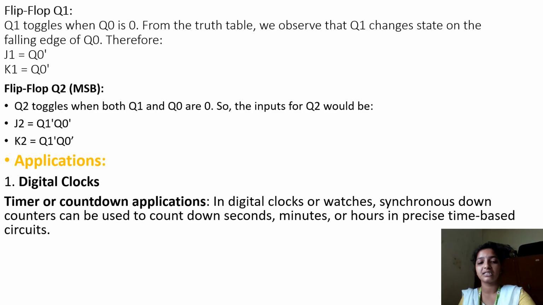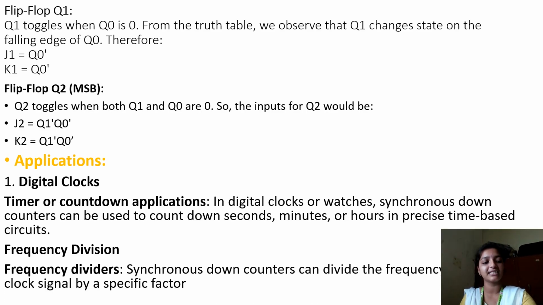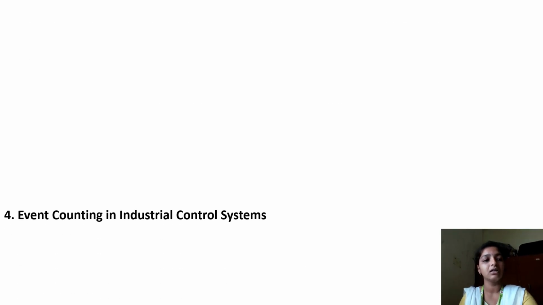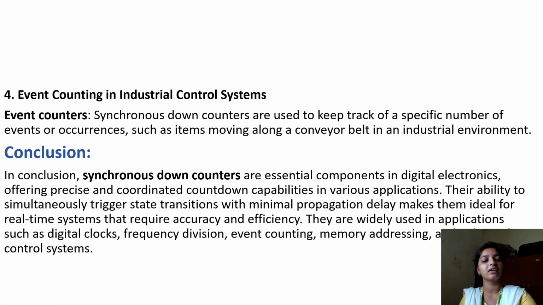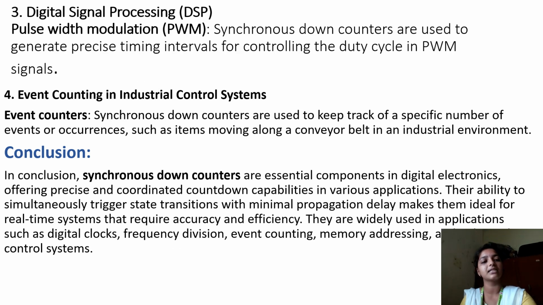In digital clocks or watches, synchronous down counters can be used to count down seconds, minutes, or hours in time-based circuits. Frequency division: synchronous down counters can divide the frequency of a clock signal by a specific factor. We can observe this in event counting in industrial control systems, event counters, and digital signal processing, such as pulse width modulation. Synchronous down counters are used to generate precise timing intervals for controlling the duty cycle in PWM signals.